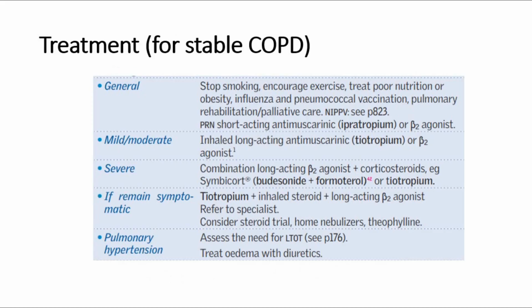For treatment of COPD, it depends on the severity. For general management, we ask the patient to stop smoking as it exacerbates the disease, encourage exercise, and we can also give preventions like prevention of infection by giving vaccination of influenza and pneumococcal vaccines. For mild or moderate disease, we give inhaled tiotropium or beta-2 agonists. For severe, we can combine beta-2 agonists with corticosteroids. And if there is pulmonary hypertension, we assess the need for LTOT, which is long-term oxygen therapy.